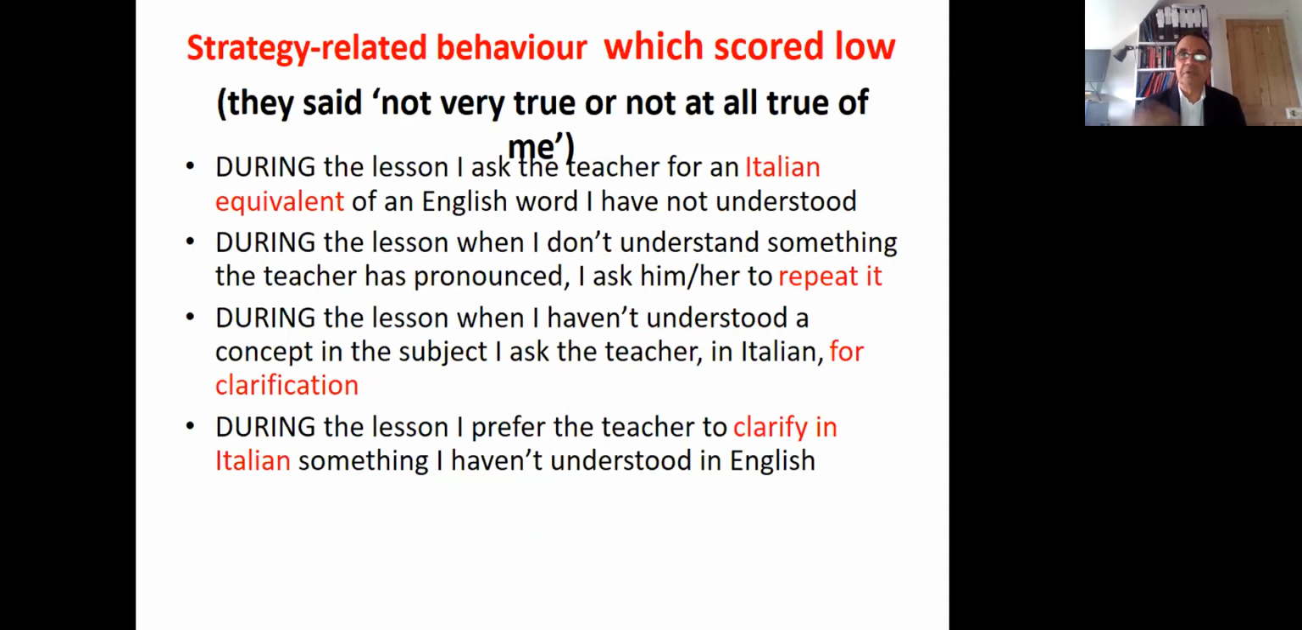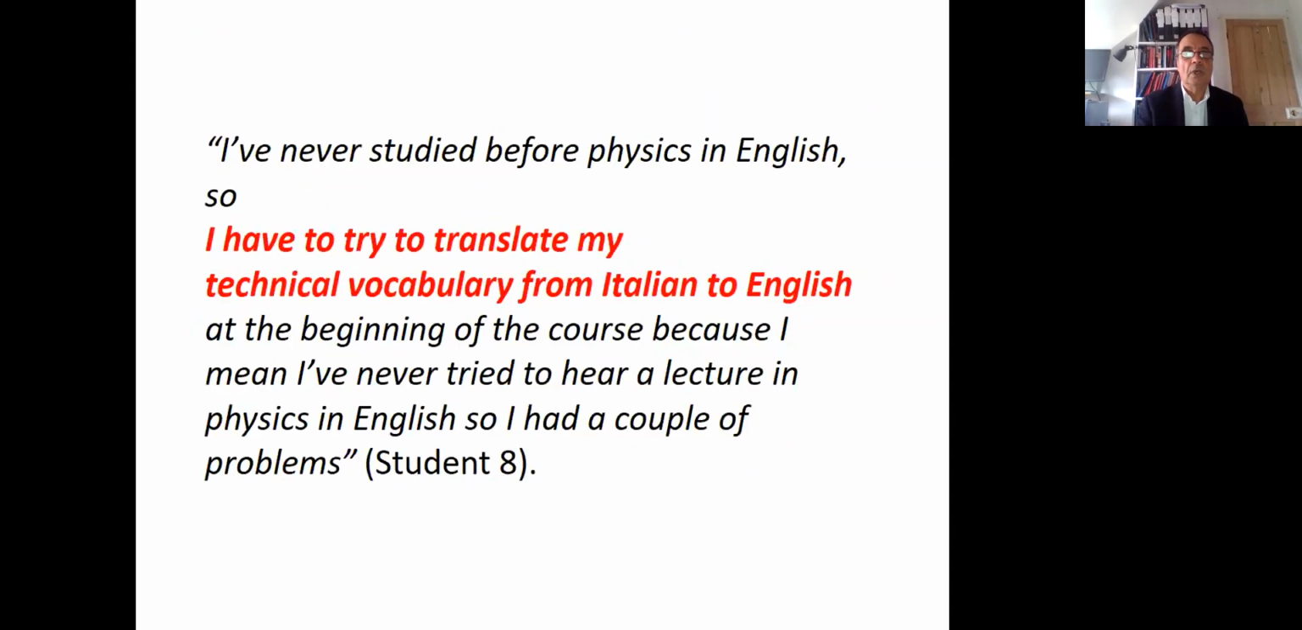Also, they said they didn't ask for Italian equivalents, so they weren't trying to make those connections with their L1. They didn't ask people to repeat or for clarification either in the L1 or in the L2. And as this student said, I've never studied before in physics, because they came from a non-CLIL background. And they said, I have to translate my technical vocabulary from Italian to English. So, and I guess possibly even from English to Italian. That would be a strategy, but within that, how does the translation process go?